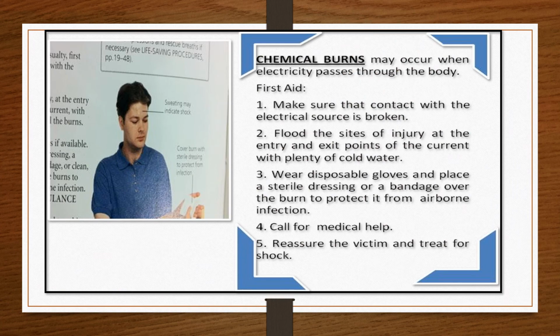Electrical burns may occur when electricity passes through the body. First aid: make sure that contact with the electrical source is broken. Flood the sites of injury at the entry and exit points of the current with plenty of cold water. Wear disposable gloves and place a sterile dressing or a bandage over the burn to protect it from airborne infection. Call for medical help. Reassure the victim and treat for shock.